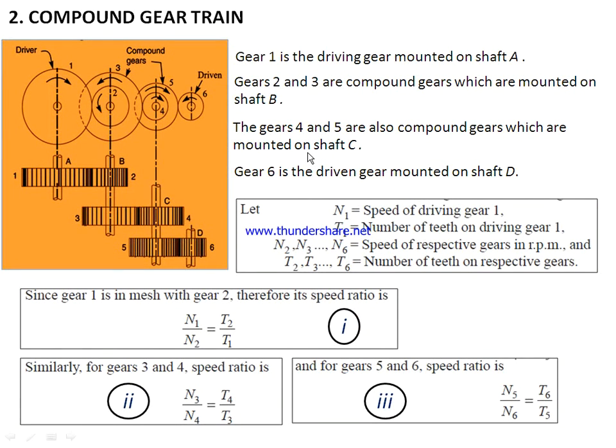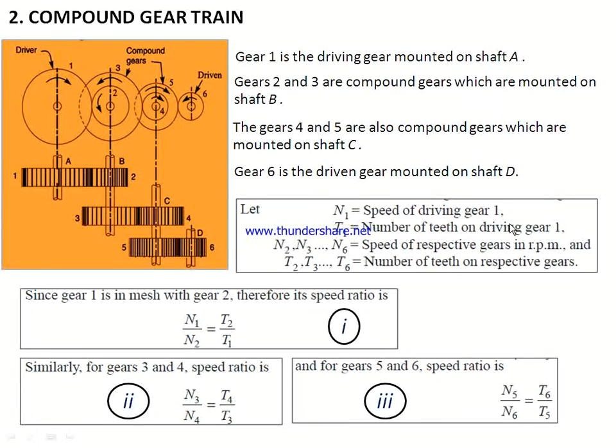Now what is the velocity ratio or speed ratio in case of a compound gear train? In this compound gear train, gear 1 is the driving gear mounted on shaft A. Gear 2 and 3 are compound gears which are mounted on shaft B, and 4 and 5 are compound gears mounted on shaft C. Finally, gear number 6 is mounted on the shaft D.